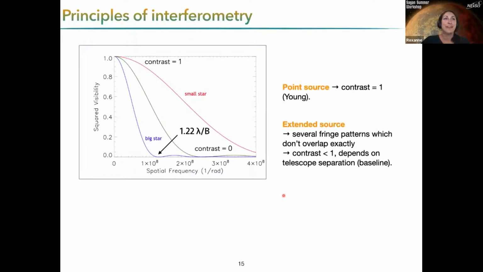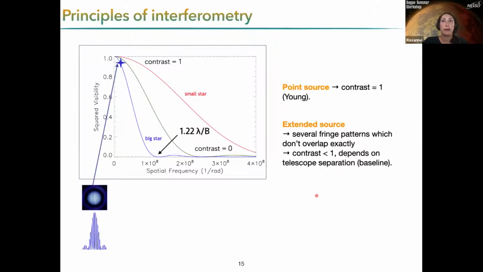we can simplify it. So if you have a point source, so an object which is not resolved, you will have a contrast equal to 1. So this is the visibility here, and the spatial frequency, which is related to the distance between the 2 telescopes, so to the baseline. So an object not resolved will give a contrast of 1. So you cannot say anything about your object.